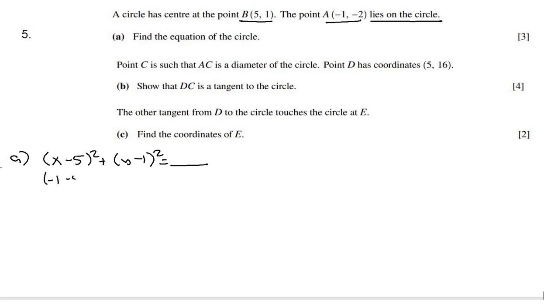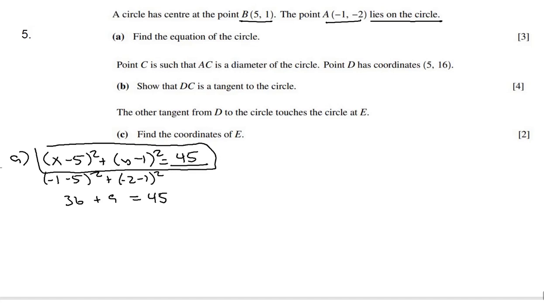Negative 1 minus 5 squared plus negative 2 minus 1 squared. Notice all the negatives, they love to do that. So this is going to be negative 6, and then squared is 36. This is going to be negative 3, and then squared is going to be 9. So this is going to be 45, and this is going to be 45. And this is going to be the circle equation for part A.